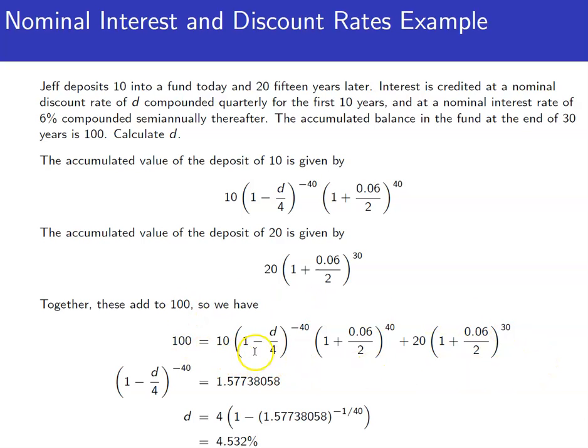If we solve for 1 minus D over 4 to the negative 40th, after you do all your computations, you'll get that it is about 1.58. So now, solving for D by doing the 40th root and reciprocating, switching sides around and multiplying by 4, that's what all the algebra would be to get to this point, you see that you get D is about 4.532%.